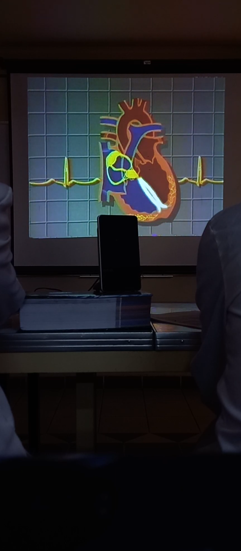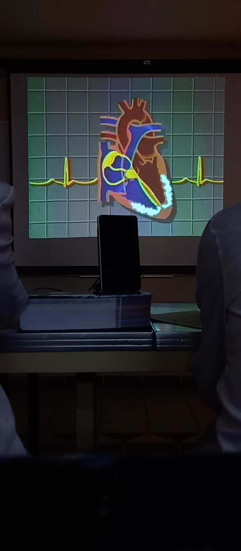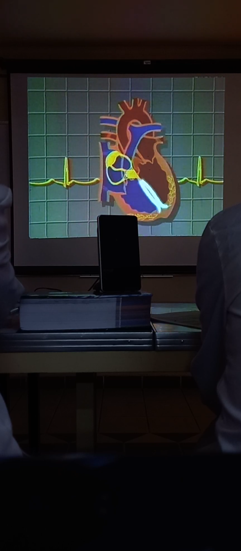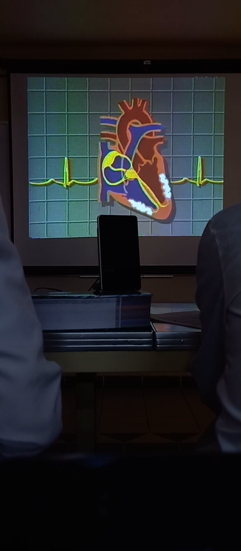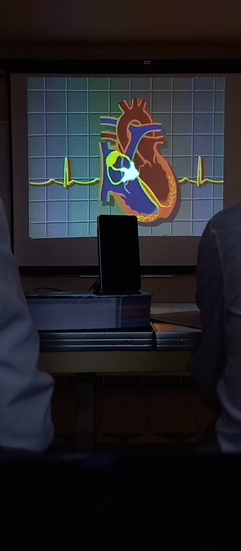From the AV node, the impulse is rapidly conducted through the common atrioventricular bundle, the bundle of His, which further divides into right and left bundle branches. The left bundle divides into anterior and posterior fascicles. The microscopic Purkinje fibers receive the impulse from the bundle branch fibers and directly stimulate the cells of the ventricular myocardium. The result is a forceful, coordinated contraction of both ventricles and ejection of blood into the pulmonary artery and aorta.